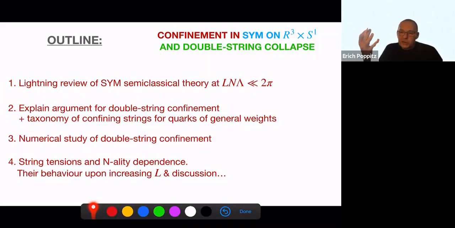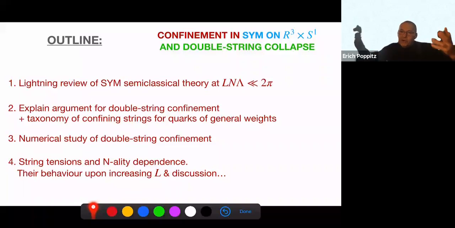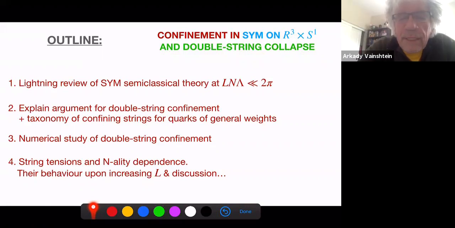This theory has been known for a long time, since 1996, and elaborated upon since. After that, I will explain the argument for double string confinement, and I will talk about what objects confine quarks of general weights. I will present the numerical results, and then talk about string tensions, N-ality dependence, and finally talk about increasing L and discuss that. This is the part where we may go away from the purist weak coupling idea, but we do it nonetheless.